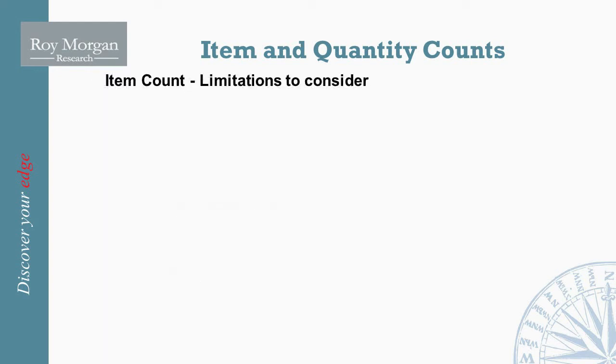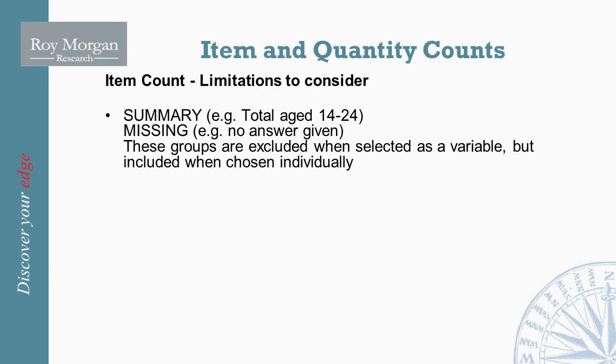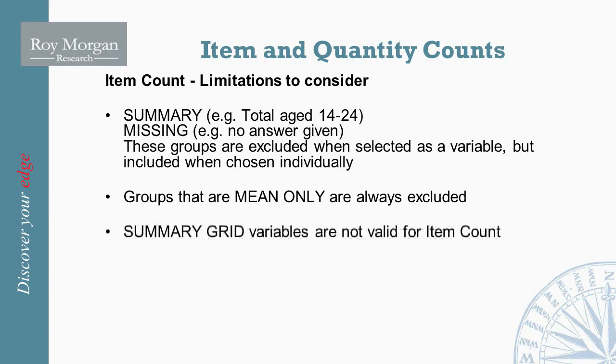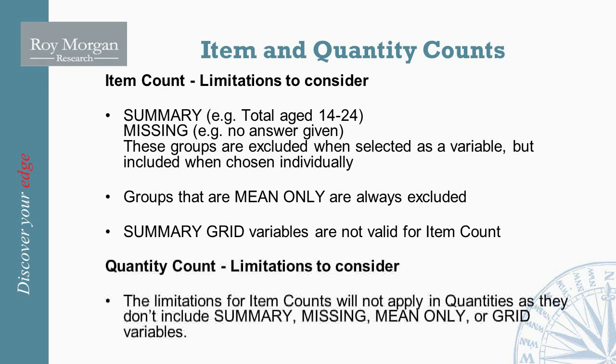There are a few limitations to consider with item count. First of all, if you have groups that are either summary or missing groups, these are excluded if they're selected as part of a variable, but if you choose them individually, they are included. And we'll have a look at that in Asteroid in a moment. Groups that are mean only are always excluded, and summary grid variables are not valid for item count. For quantity count, none of these limitations apply because they don't include these types of variables.